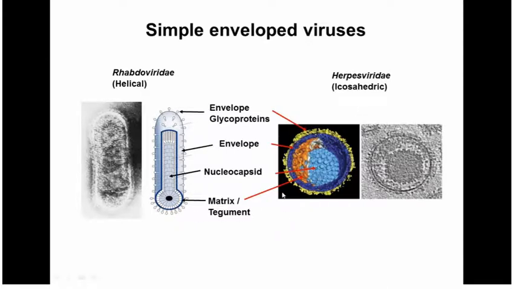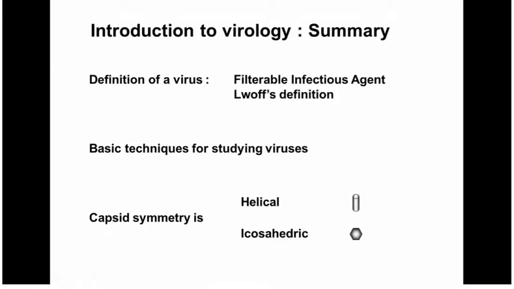And in herpes viruses, the tegument proteins, as I said, are released into the host cell cytosol very early after infection. Not really a structural role here. Okay, so that's it for the virology basics.